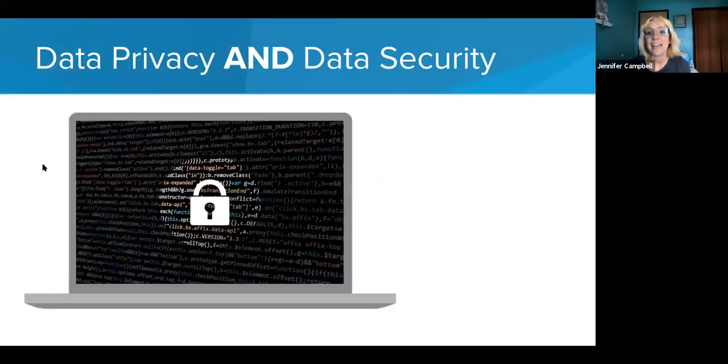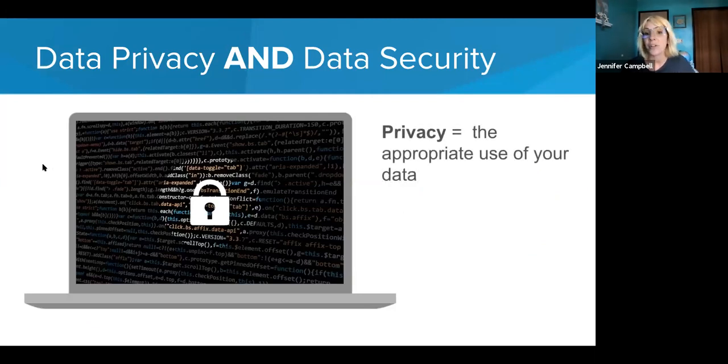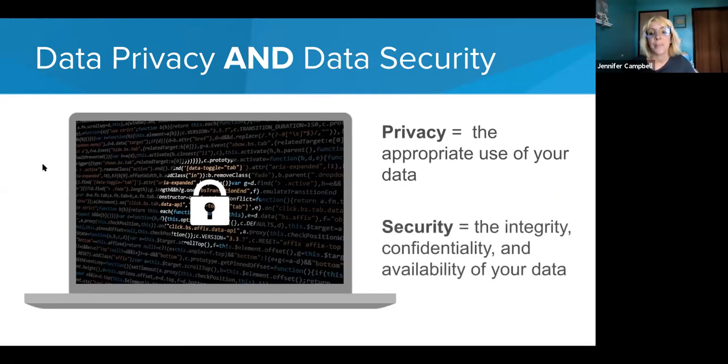So data privacy and data security, they are a little bit different. Privacy is the appropriate use of your data, right? When people are allowed to see it, when they are not. Security is the integrity, confidentiality, and availability of your data. How do we keep it safe?